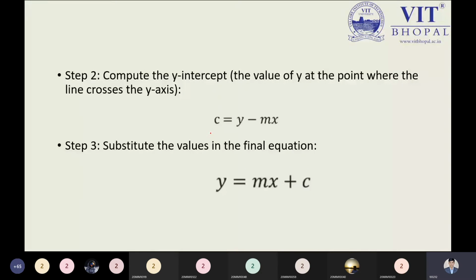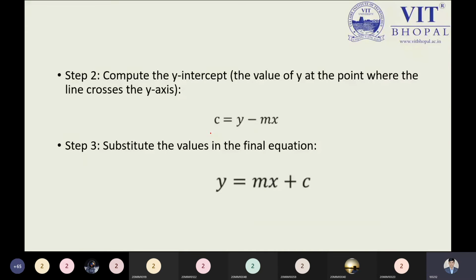And how to calculate the intercept? C equal to y minus mx. After calculating m, y and x respectively, we can easily calculate the intercept. So this would be our main equation, y equal to mx plus c. No need to discuss more here, because all these mathematical concepts are involved in the predefined functions of the machine learning model. So we are not required to calculate anything explicitly. Everything will be implicit.